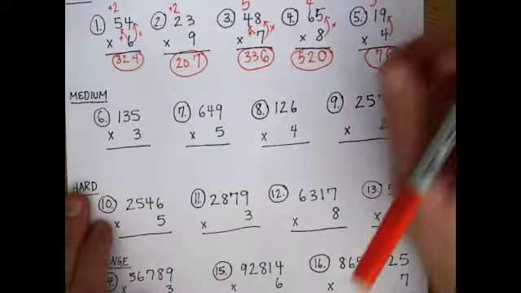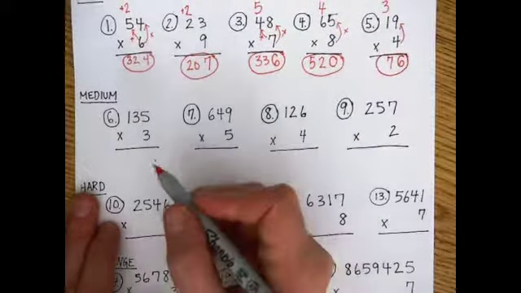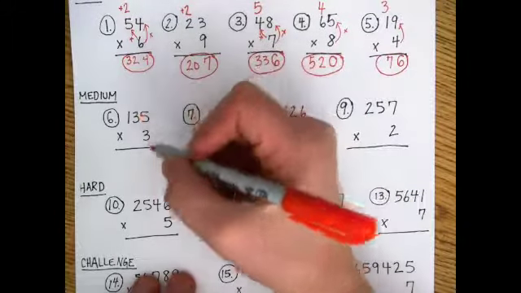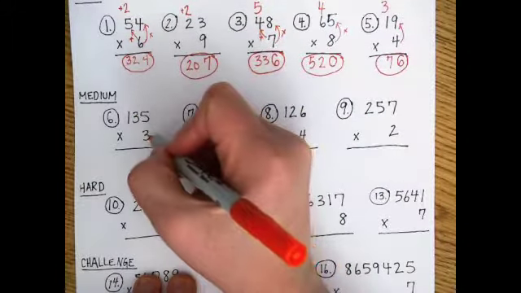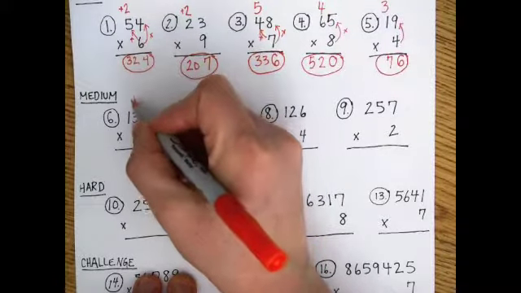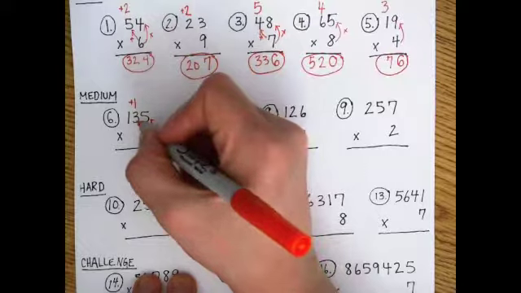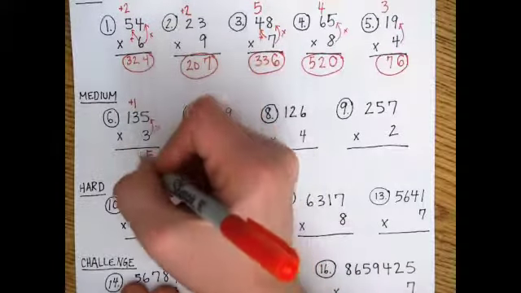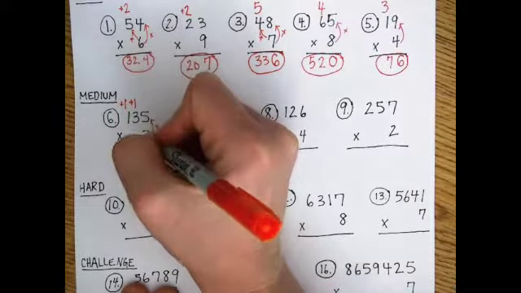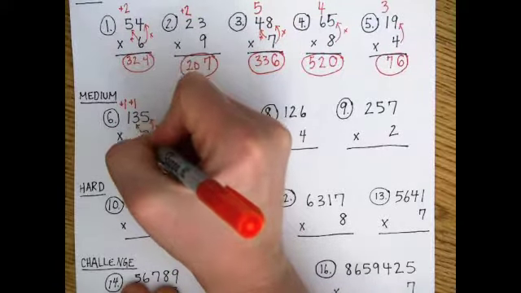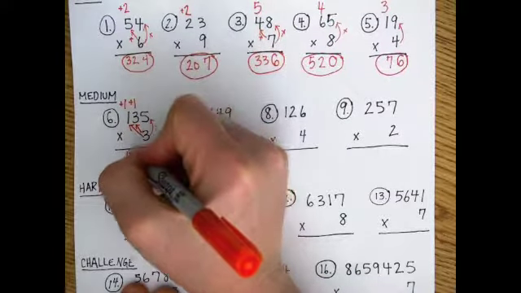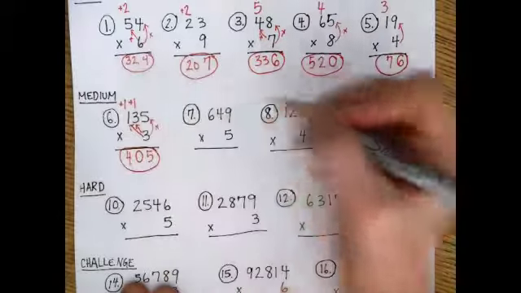Alright, let's go to the medium ones. These are the 3-digit ones. Okay. 135 times 3. Okay, the process is the same, we just have to do it longer. So 3 times 5 is 15. Put down the 5, carry the 1, which will be an adding 1. 3 times 3 is 9, plus 1 is 10. So we put down the 0, carry the 1, which again is an adding 1. 3 times 1, so that was a multiply. 3 times 1 is 3, plus 1 is 4. The answer should be 405 for number 6.